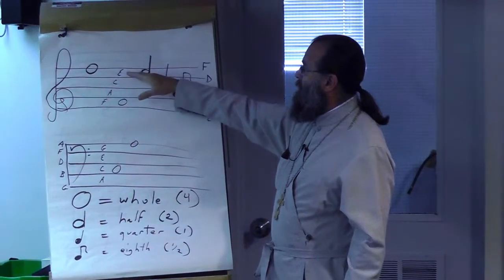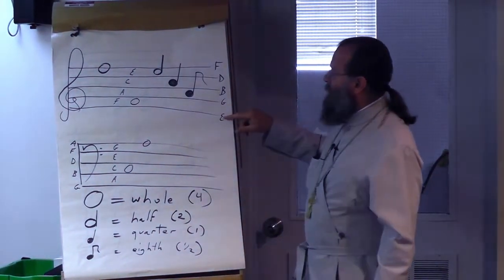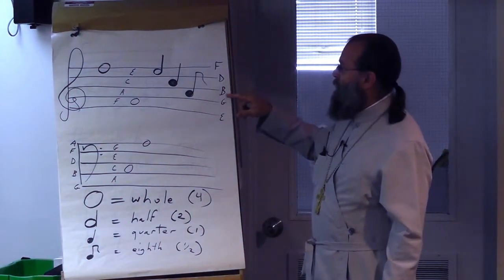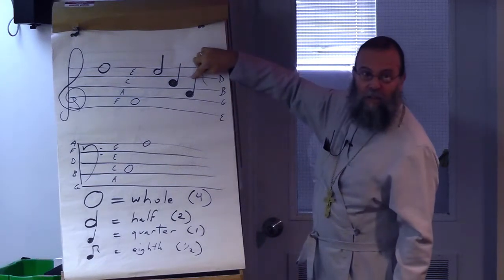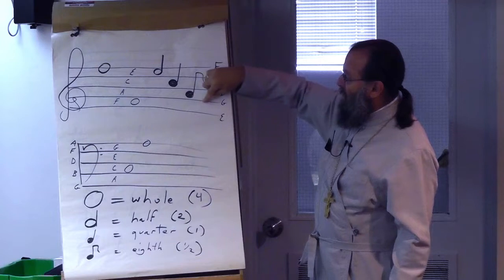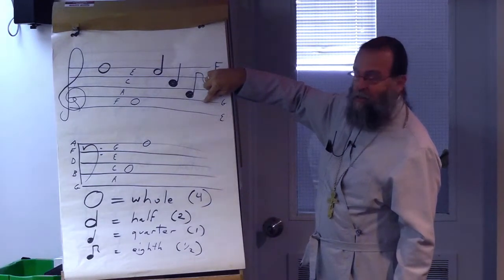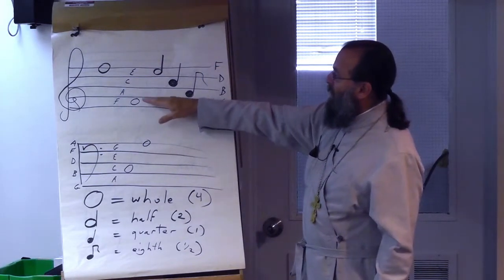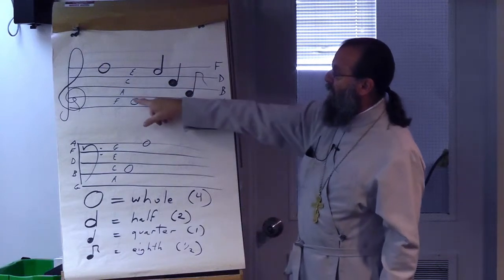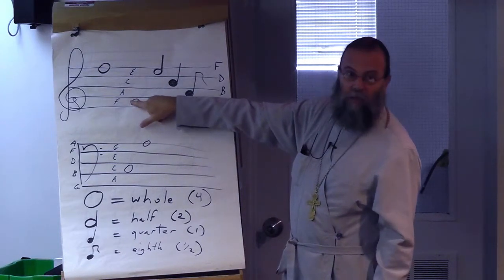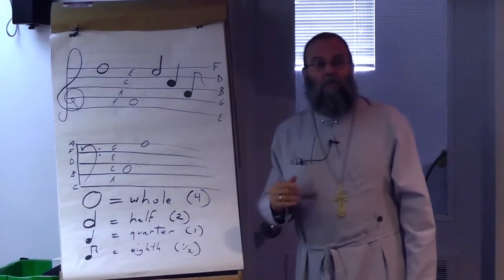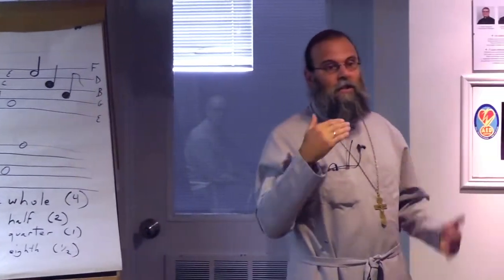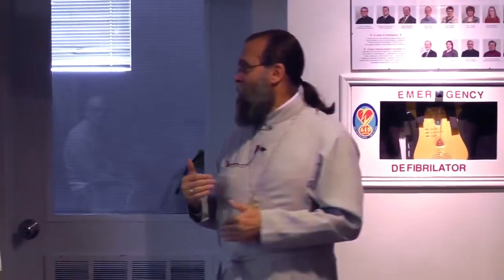The lines are given the letters E, G, B, D, F. So any note that falls on this line is going to be a D. Any note that falls on this line is going to be a G. The spaces are F, A, C, E. So any note that falls in this space is going to be an F. Any note that falls in this space is going to be an E. So those are the pitches. Okay, so that's how we know up and down what the pitch is.